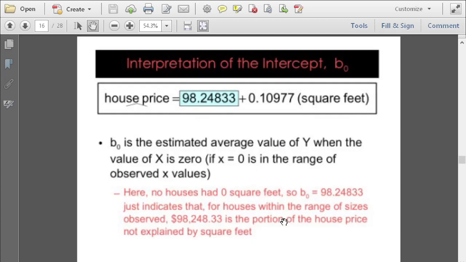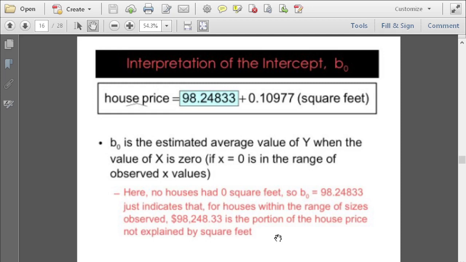So, then, for the interpretation, we have here house price. So, b sub 0 is estimated average value of y when the value of x is 0. If x is 0, it is in the range of observed. So, kung x kuno 0, walay square feet, ang average yun or ang starting point ana sa presyo, here, no house had 0 square feet. So, b sub 0 is equal to 98 point. Muna siya kanang starting point sa presyo sa isa ka balay.